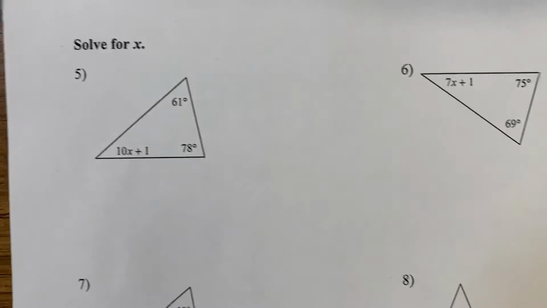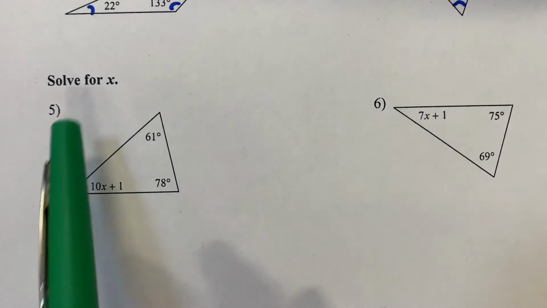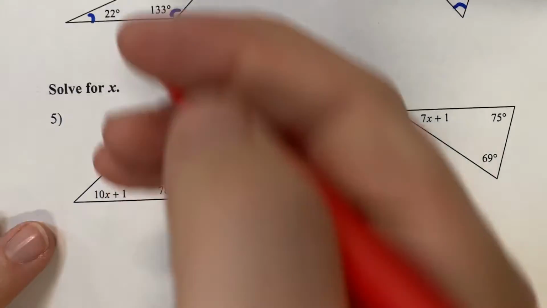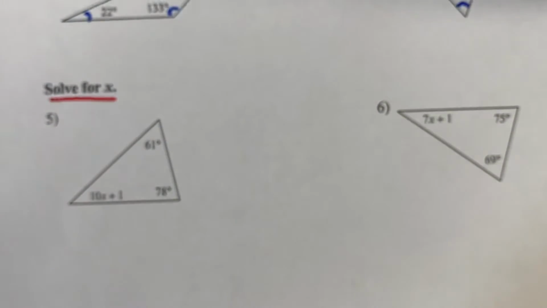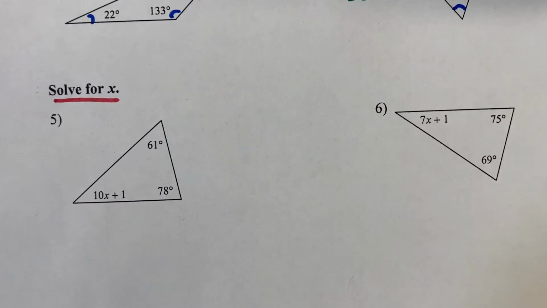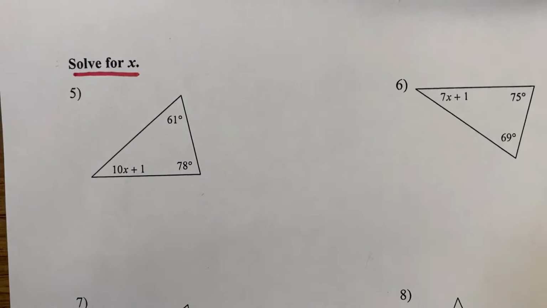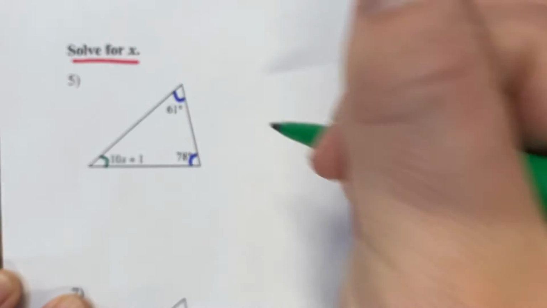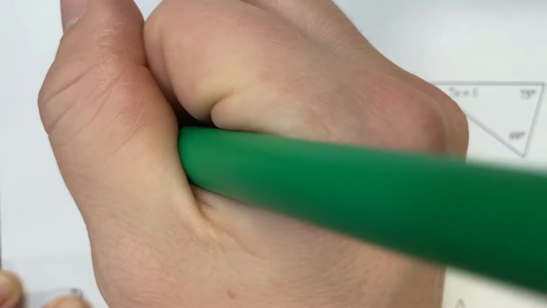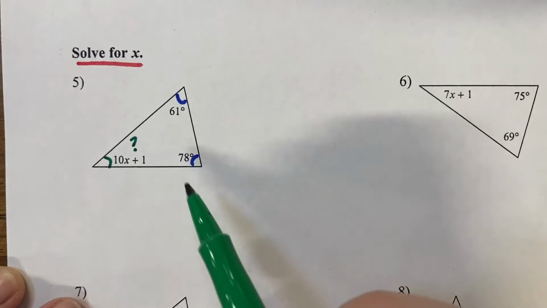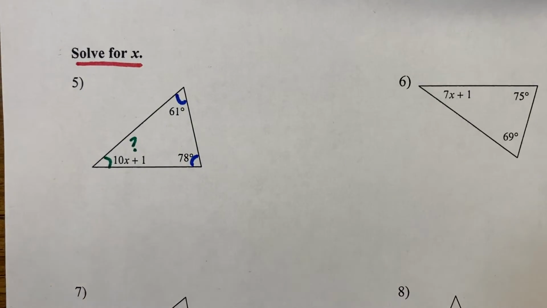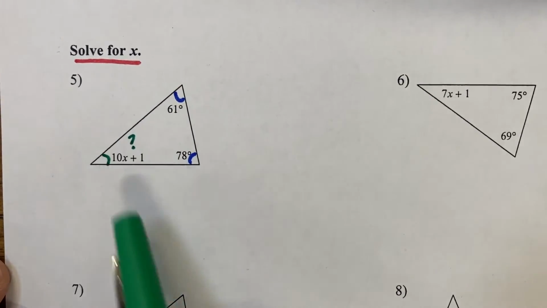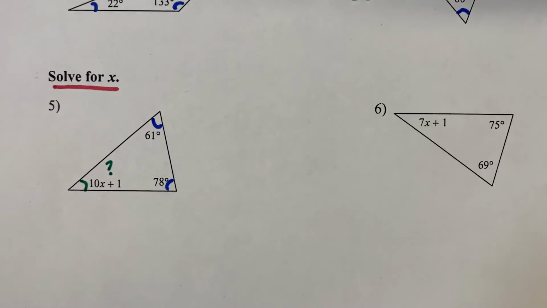Now for the next ones. Now we're not just asked to find the missing angle, we're actually asked to solve for x. Well, we know how to solve for x. You guys know how to solve equations. We're going to start by doing the same thing. Notice that it gives me two angles, and I'm asked to find the third angle. Let's just pretend that that's not an equation, and change it to a question mark, just like the other ones we were doing. Let's find what this total angle is, the same exact way.